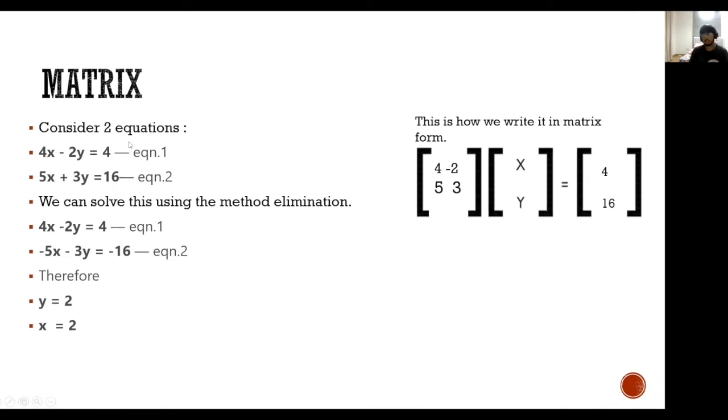And let's actually try plugging that back into the equations to see if our solution was correct. So 4 into 2 is 8, 2 into 2 is 4, 8 minus 4 is 4, so that's correct. Now for the second equation, 5 into 2 is 10, and 3 into 2 is 6. So what we get is 10 plus 6, which is 16. So our solutions are correct.